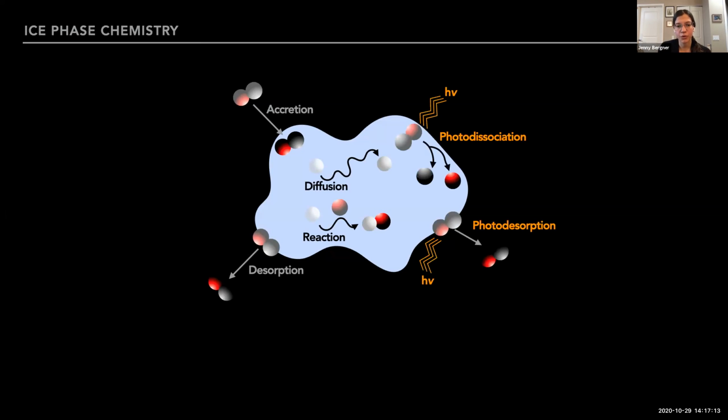We also know that photoprocesses are probably very important, and so you might have photons that are able to dissociate molecules within the ice or actually to desorb molecules off of the ice surface and into the gas phase again. So these microphysical processes in the ice are really mediating the chemistry, and this is what we want to understand if we want to try to predict the outcomes of this ice phase chemistry.